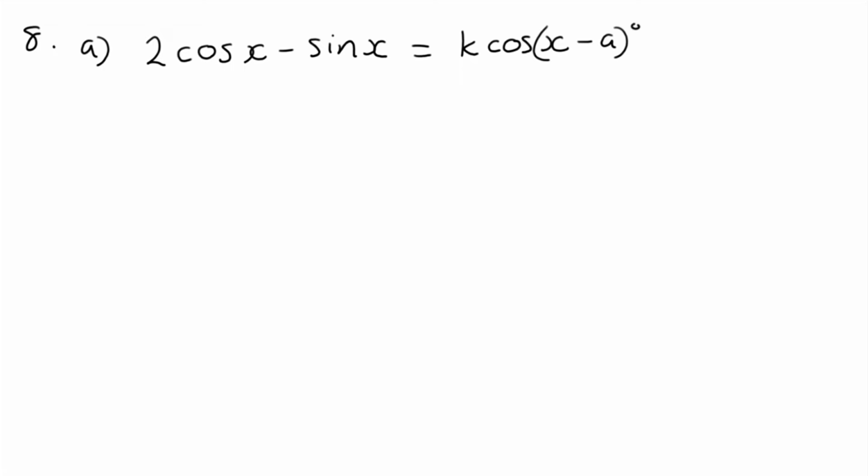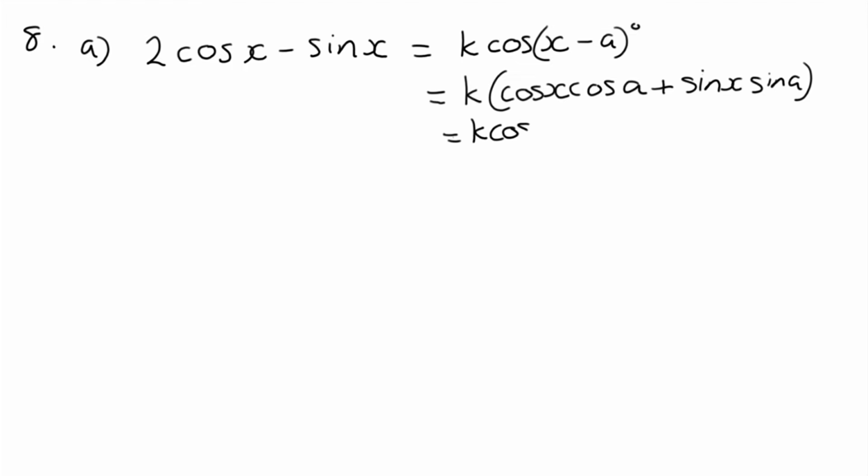Question 8. Okay, this is a wave function question. And it's in degrees. Okay, so if we expand that out, we get k, and then just do your cos expansion. So cos, sin. Just remember to change the sign when it's a cos expansion. And then multiply that k through.